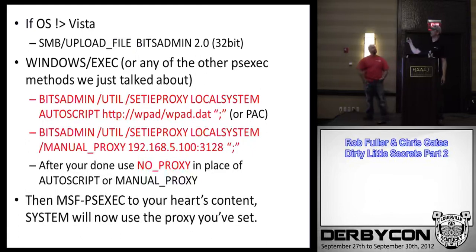So you can do it this way. For OS versions Vista or below Vista, it has a bits admin version of 1.0 or 1.1 or whatever, which doesn't have these settings. So if you just SMB upload the correct bits admin or a newer version, 2.0 is fine, you get this awesome function /util/set IE proxy local system. And now system has a proxy setting. Yay!